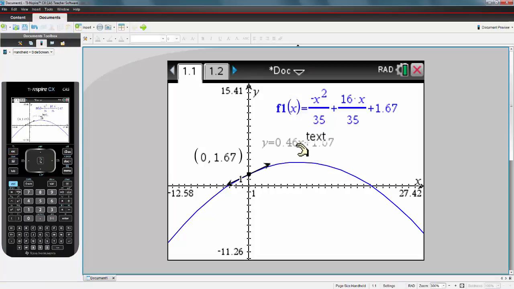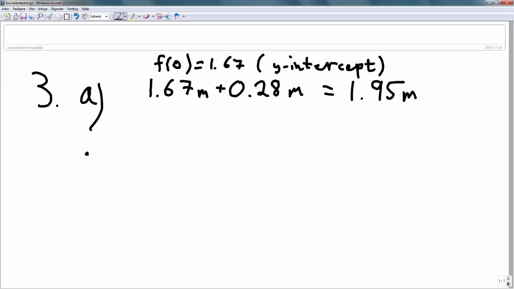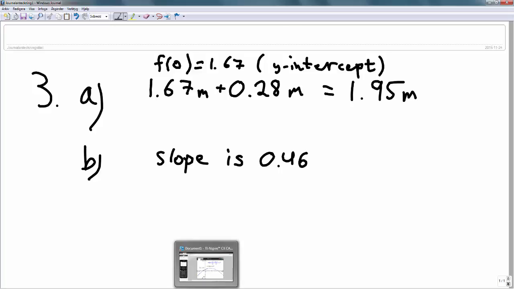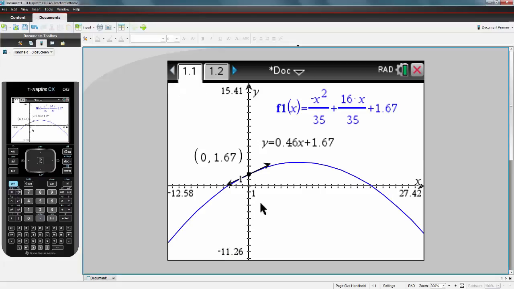So the slope of the tangent is this value in front of the x, right? So 0.46 says something about the slope of this tangent. So the slope is 0.46. And I would like you to actually write some proper answers. It's a little bit difficult with this pad, so I'm just explaining the method and showing you how to get the answer. So that's the slope, 0.46.